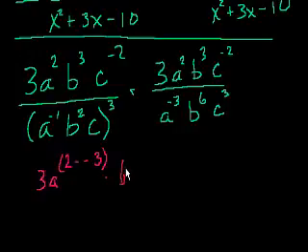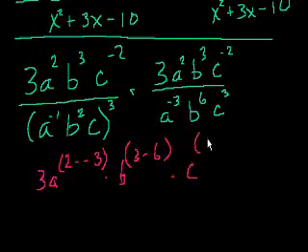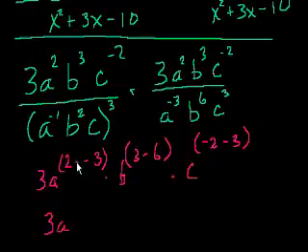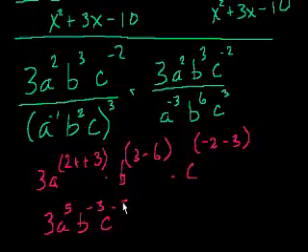Times b to the 3 minus 6, times c to the minus 2 minus 3. Right? Once again, if we were multiplying these two, I would add the exponents. But anyway, let's simplify this. This equals 3a to the 2 minus minus, so that's plus 3, a to the 5th, b to the minus 3, c to the minus 5.